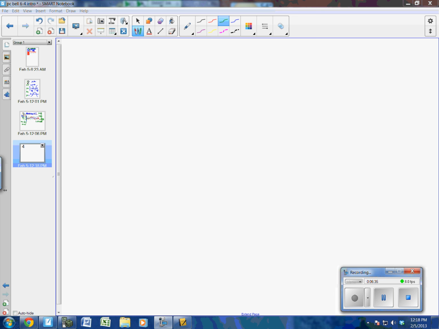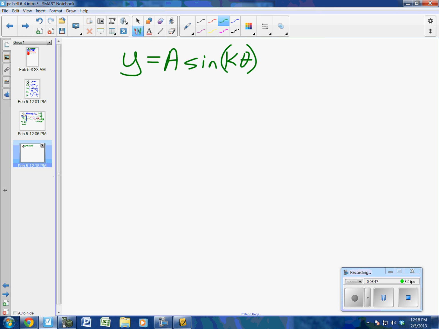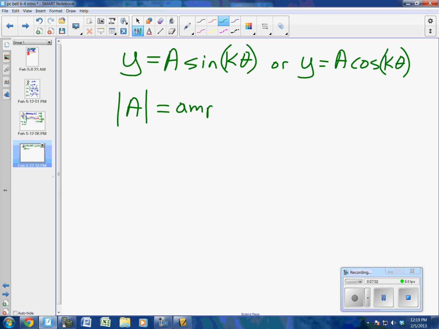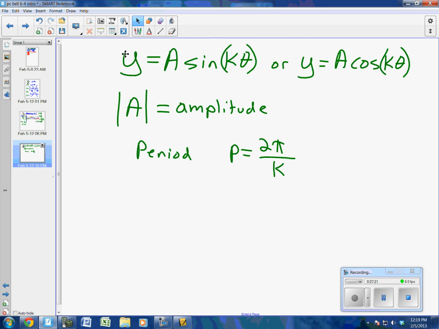The thing I want you to remember that we learned last time is if we're given an equation in the form y equals a times sine of k theta, or of the form y equals a cosine of k theta, that the absolute value of a is the amplitude. And k affects the period. So the period formula is P equals 2 pi over k. You guys have got to know those two things from that last assignment. Okay? Got it? Okay, we are going to move on now.